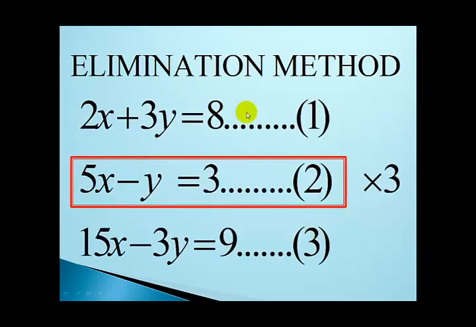And so, from equation 1, we have 2x plus 3y equals 8. And equation 2, we have 5x minus y equals 3. So we multiply the whole of equation 2 by the constant 3. Now 3 times 5x equals 15x. 3 times minus y equals minus 3y. And 3 times 3 equals 9. This is our equation 3. Take note that this is no more equation 2, because we have multiplied the whole of equation 2 by the constant 3.